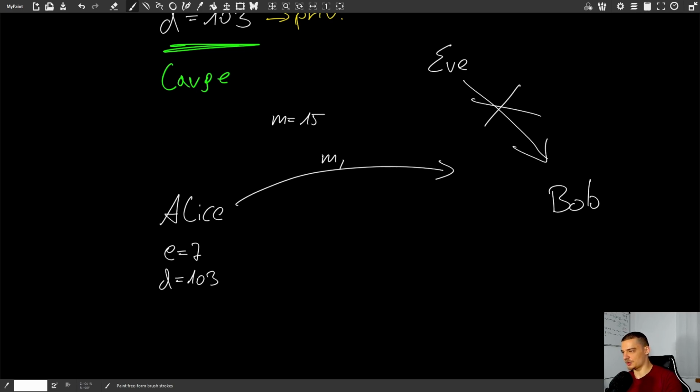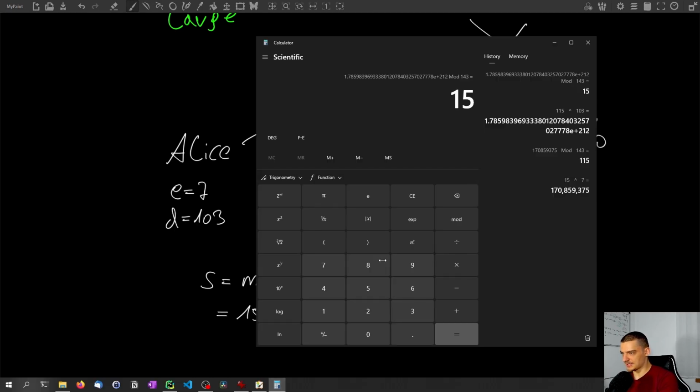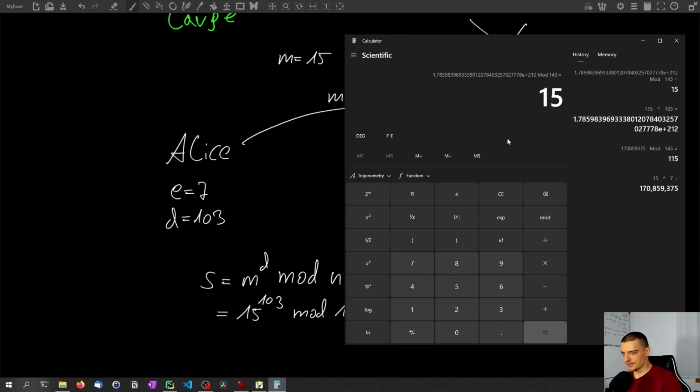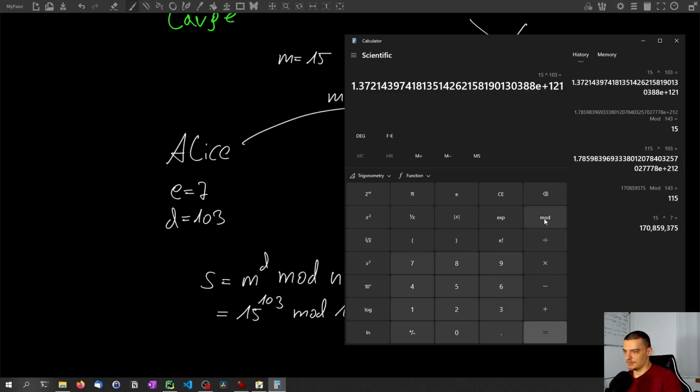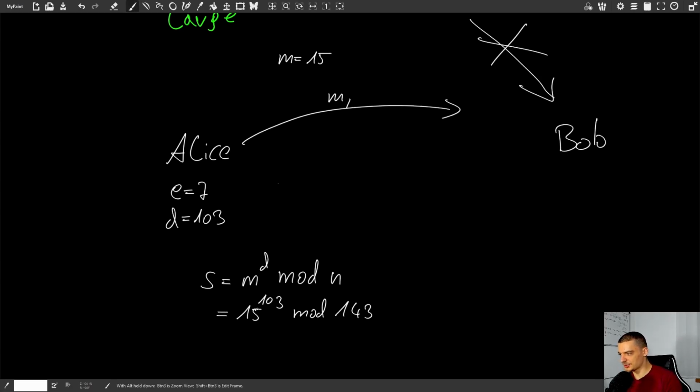This is actually Alice. So what Alice does is she generates a signature by saying message to the power of the private key only I know modulo N. So in this case, the message is 15 to the power of 103 modulo 143. So again, let's put this into the calculator. 15 to the power of 103 modulo 143 is 141. So the signature would be 141, or basically just S here.